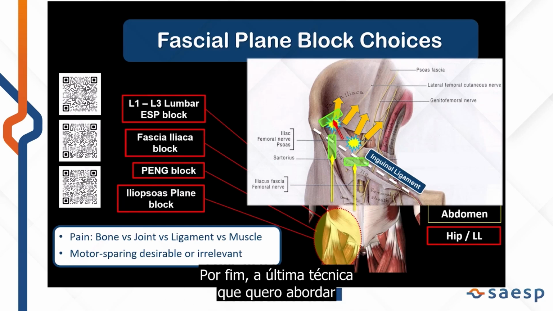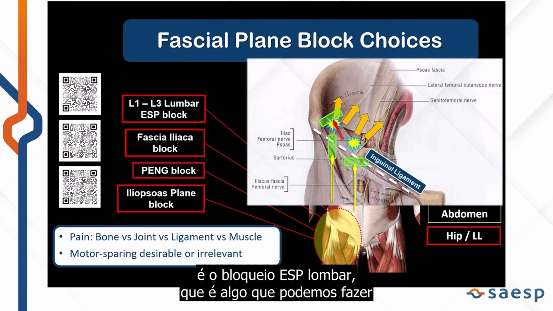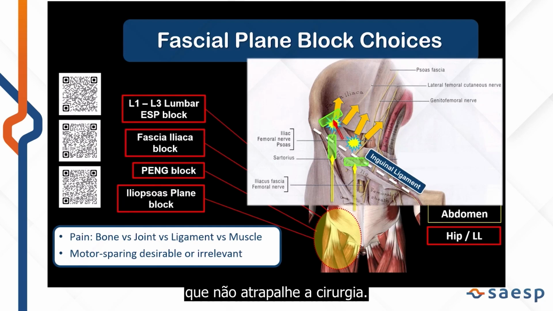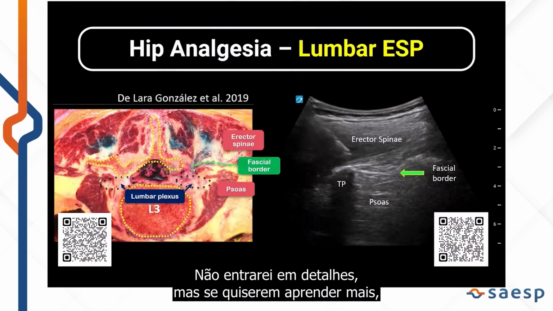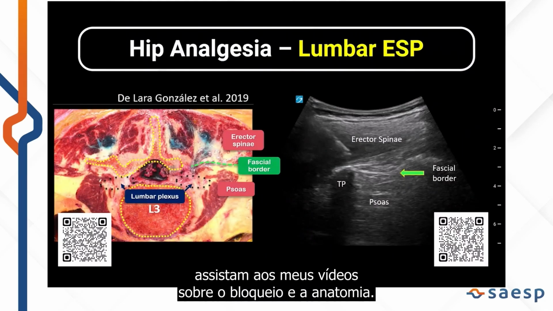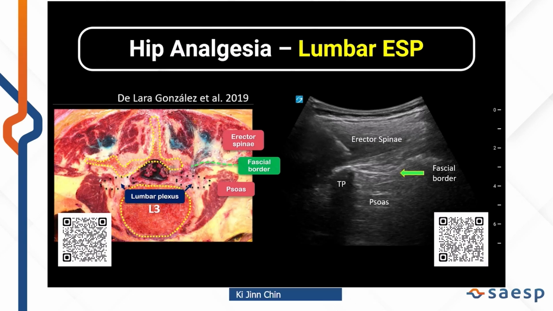And finally, the last technique I want to cover is a lumbar ESP block, which is something you can do if a posterior approach is feasible and desirable. Say, for example, that you want to place a catheter that remains out of the way of the surgery. I won't go into a lot of detail, but if you're interested to learn more, see my videos on the block and the anatomy that I've produced online. Essentially, however, what we're trying to do is perform a lumbar plexus block by proxy.